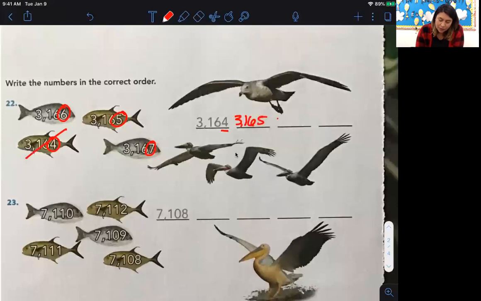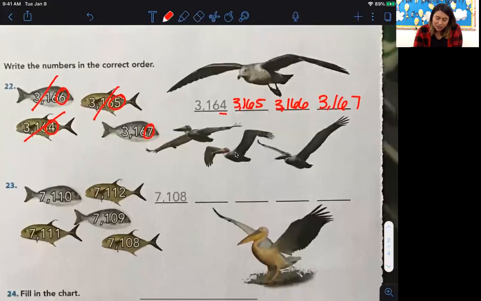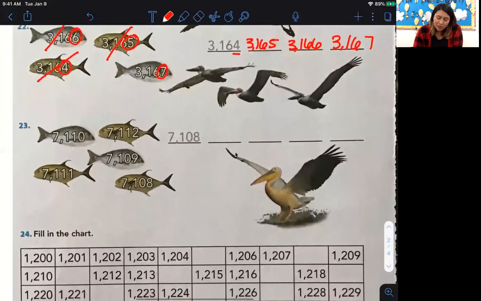3,165, 3,166, and 3,167. Good job, friends. This is so much information. You guys are doing so amazing. I'm so proud of you.